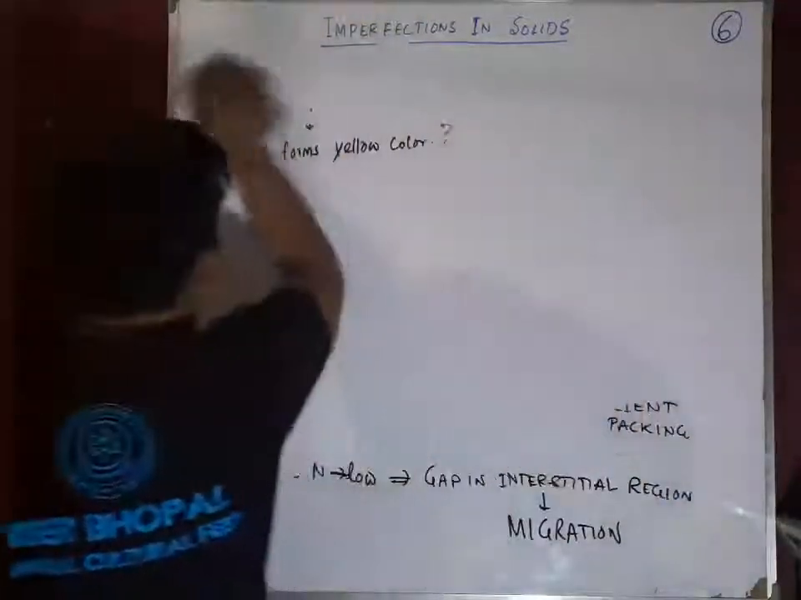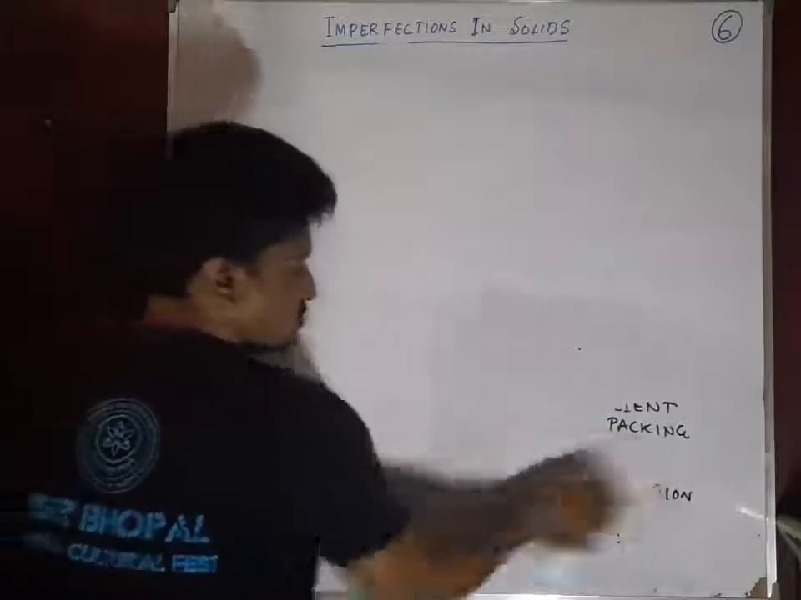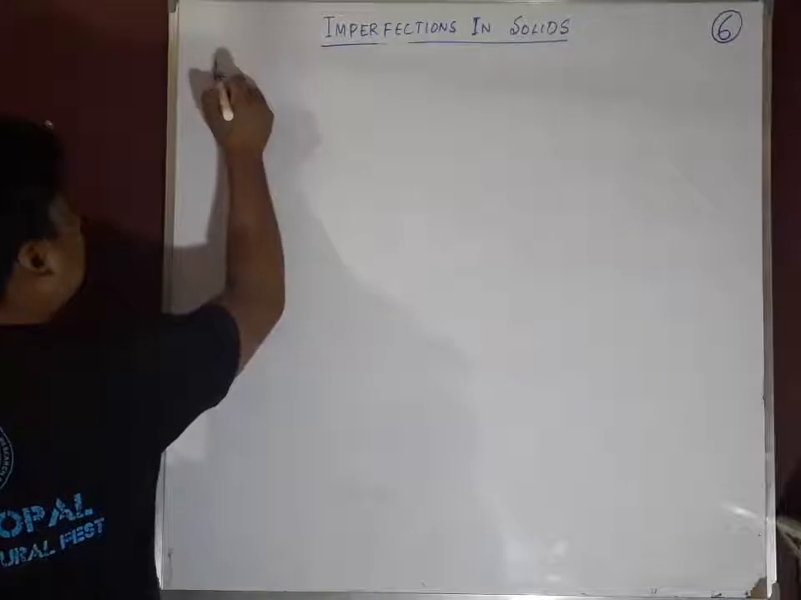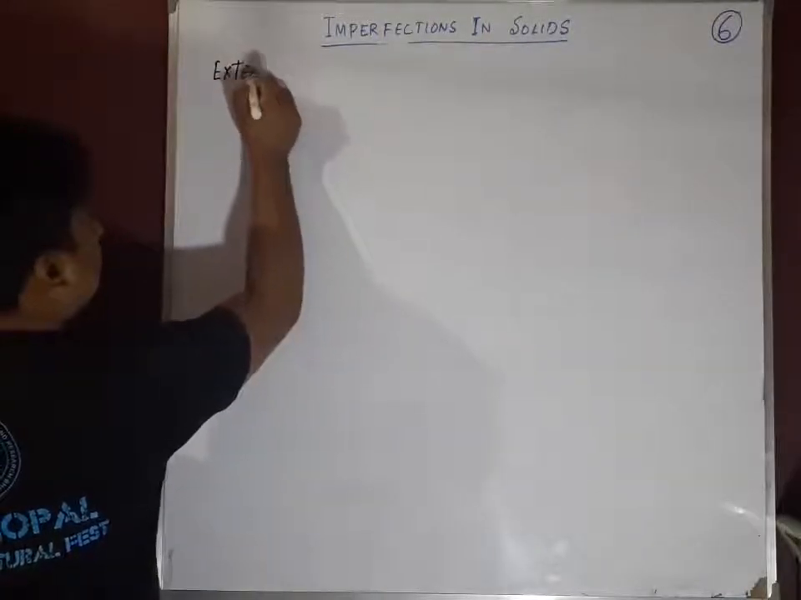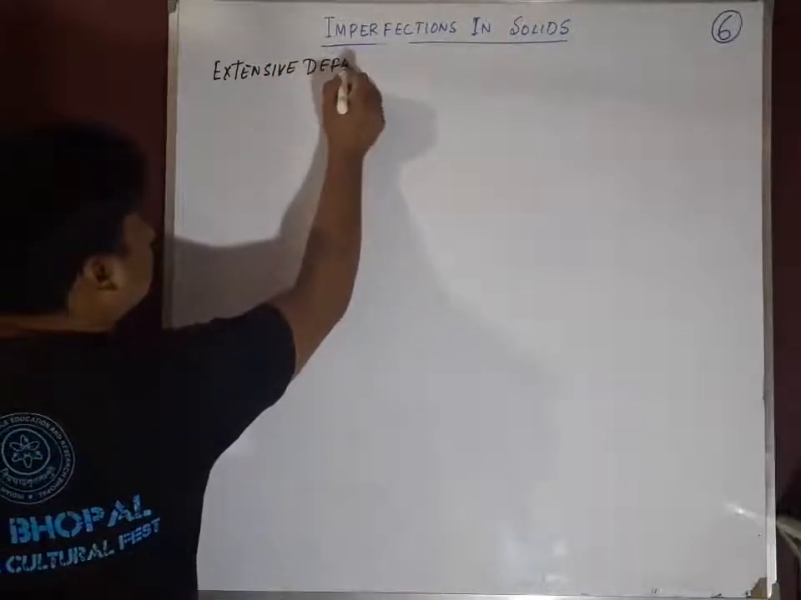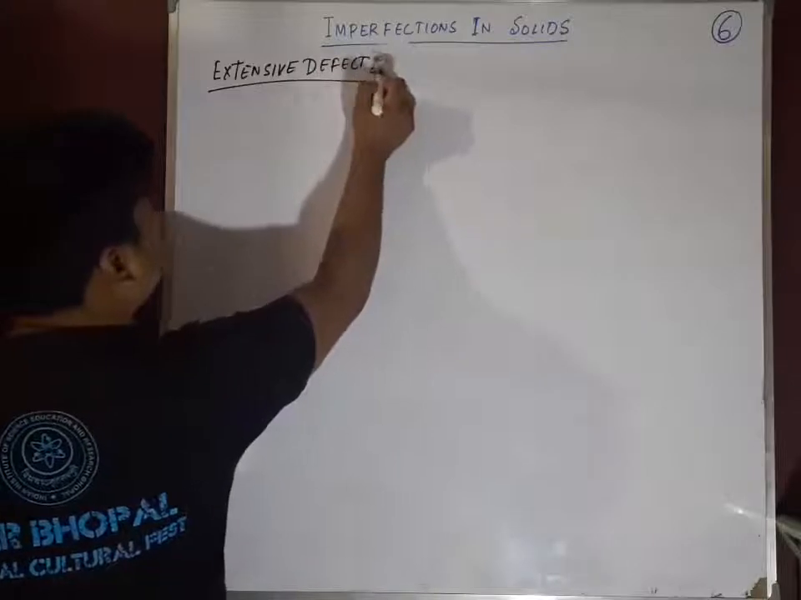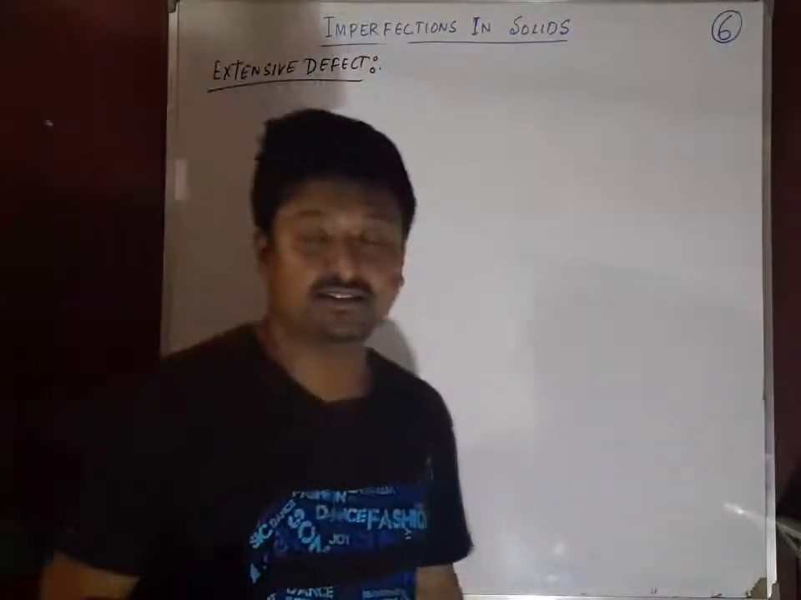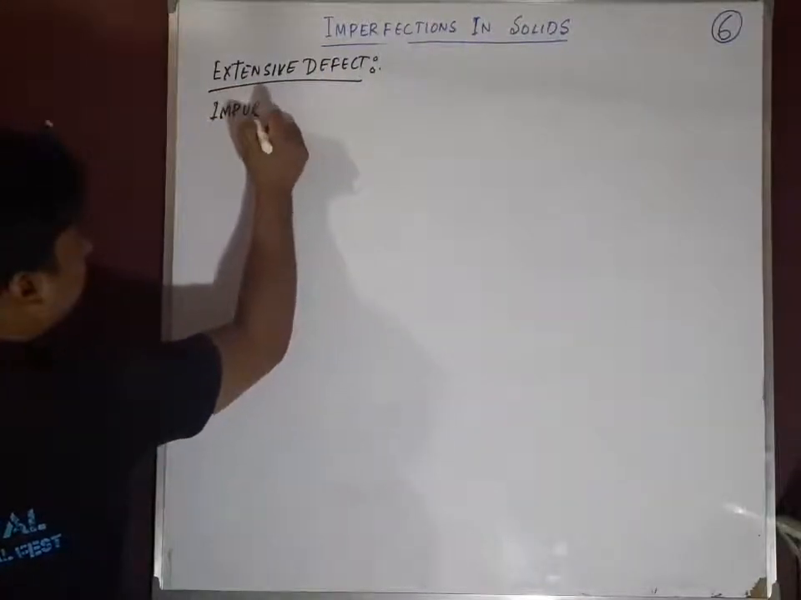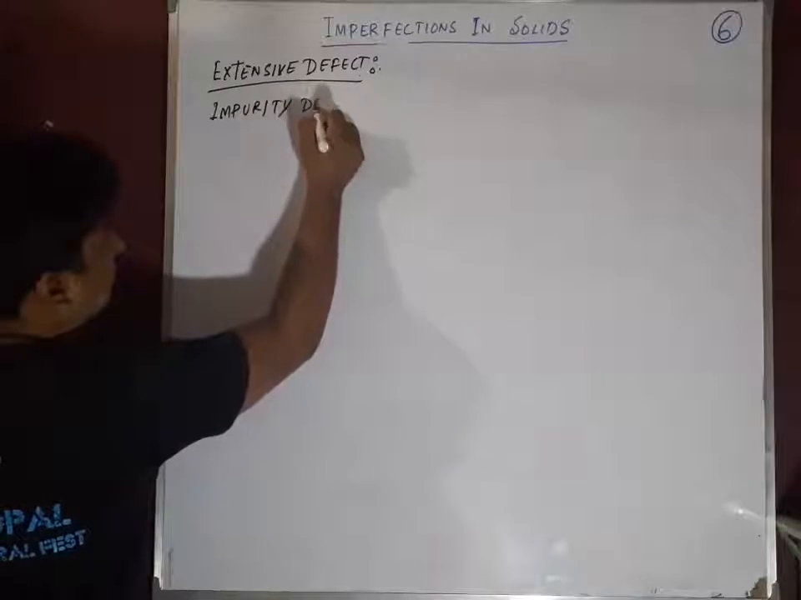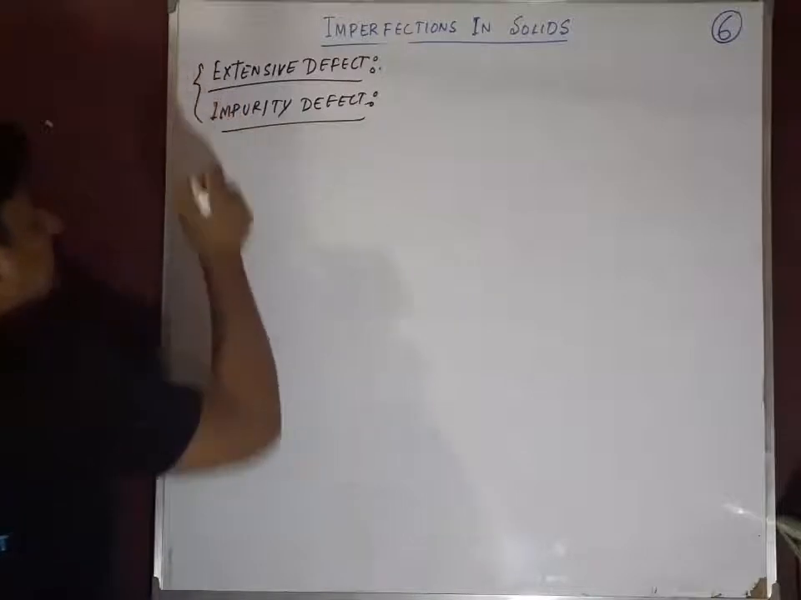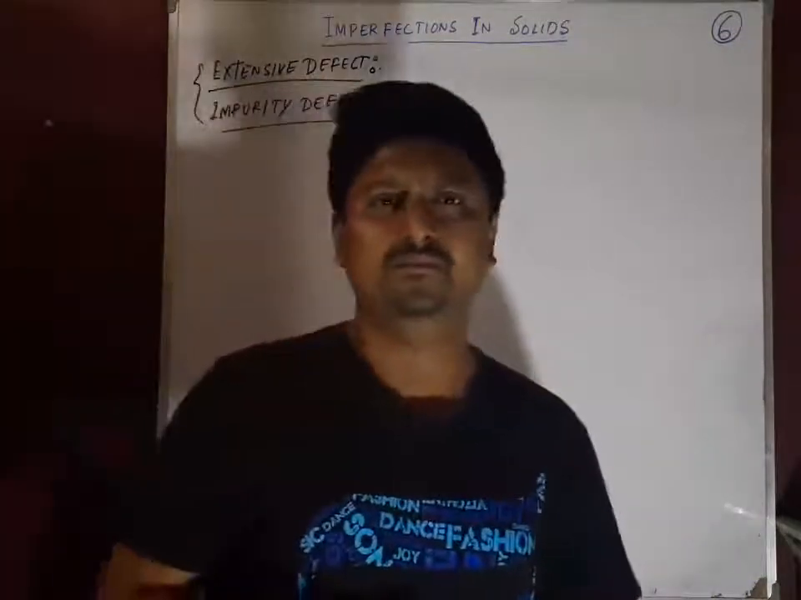So next we will talk about extrinsic defect. This extrinsic defect is also known as impurity defect. So both are the same terms, so you don't need to panic.